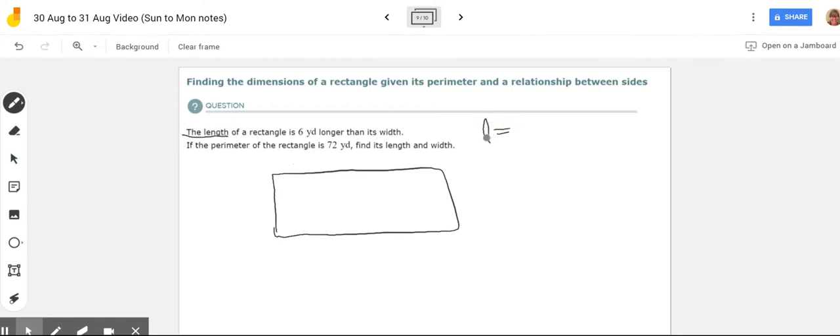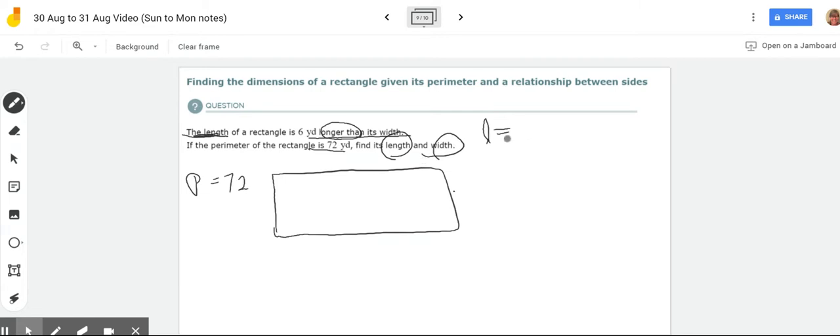Okay. I can put an L there, but we're doing the Algebra 1 version where we're only using one variable. So they're going to define length in terms of width. It says the length of a rectangle is 6 yards longer than its width. So what is its width? Well, first of all, let's keep reading. If the perimeter is 72, so we know perimeter, find its length and width.